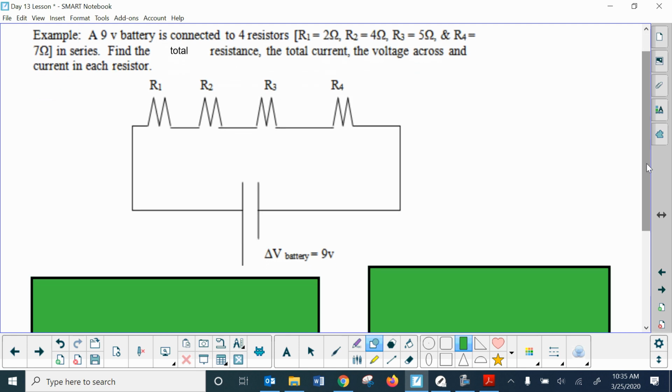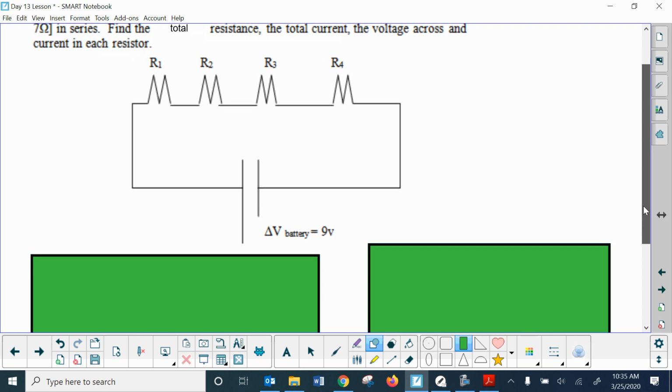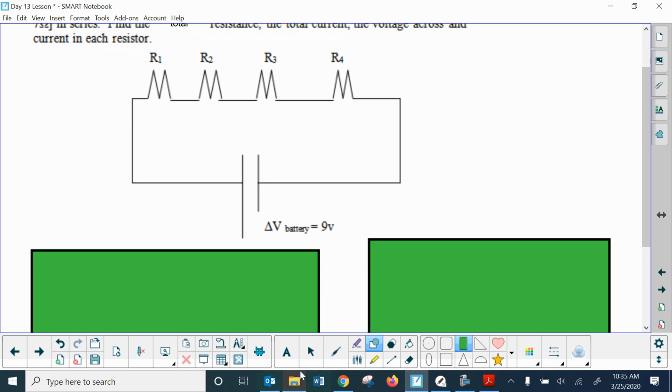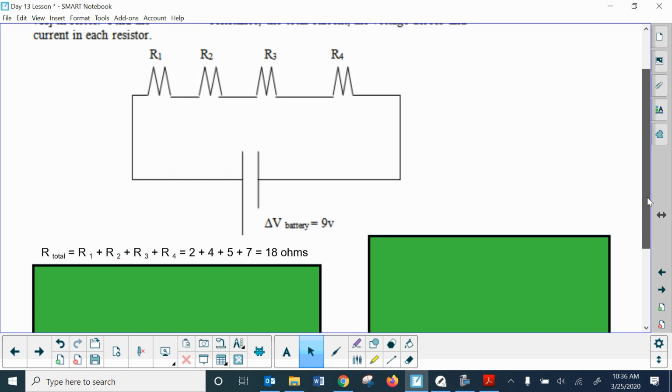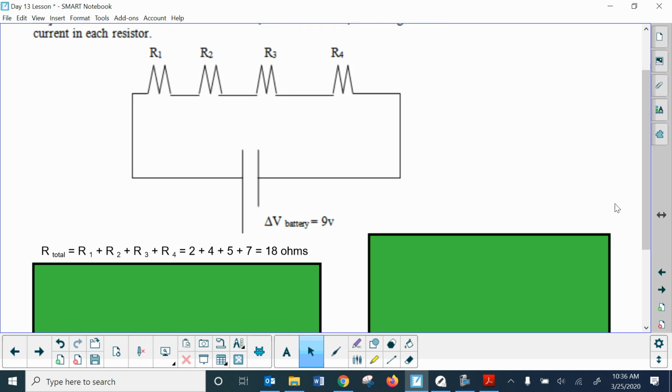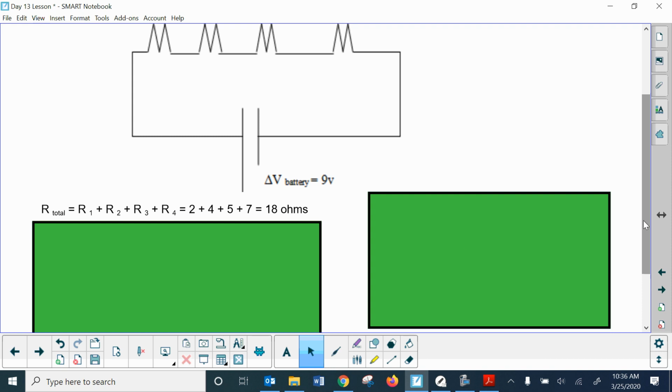So the first thing is to just go back and remember the rule for resistors in series, which is you're just adding. So you're just going to add all of these individual resistances up. So it's 2 plus 4 plus 5 plus 7, which gives you 18 ohms. Once you get the total resistance for the whole circuit, and you know the total voltage of the battery, then you can just use Ohm's law to solve for the total current.